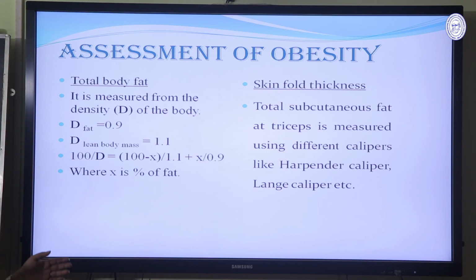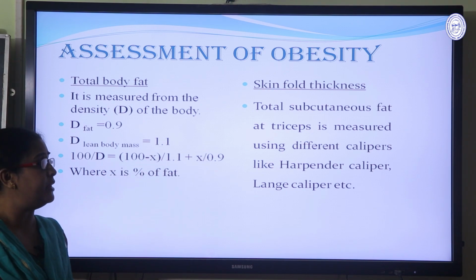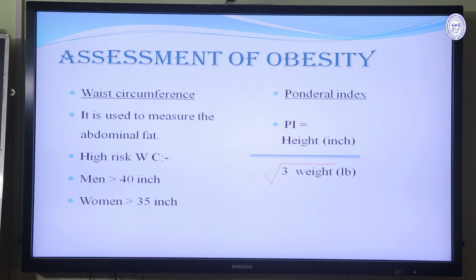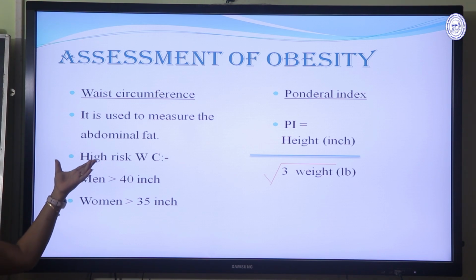On the other hand, skin fold thickness also measures the total subcutaneous fat. In the triceps, subcutaneous fat is measured and it requires Harpenden calipers, Lange calipers, etc. And this is a very easy method and not at all costly. Waist circumference and hip circumference are indicators of abdominal obesity. These are used to measure abdominal fat, and one more factor is the conicity index. Conicity index also measures abdominal fat.